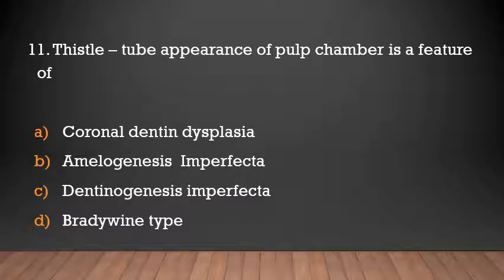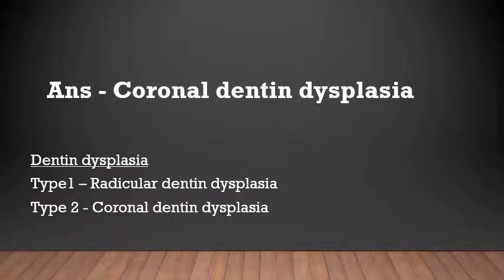Thistle-tube appearance of pulp chamber is a feature of: coronal dentin dysplasia, amelogenesis imperfecta, dentinogenesis imperfecta Brandywine type? Coronal dentin dysplasia. Dentin dysplasia is divided into two types, type 1 and type 2. Type 1 is known as radicular dentin dysplasia and type 2 is coronal dentin dysplasia.